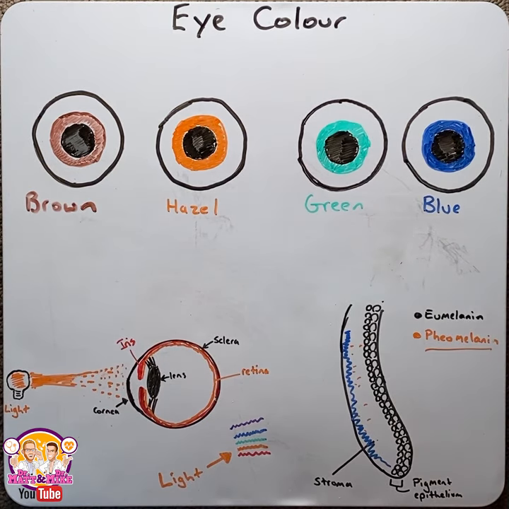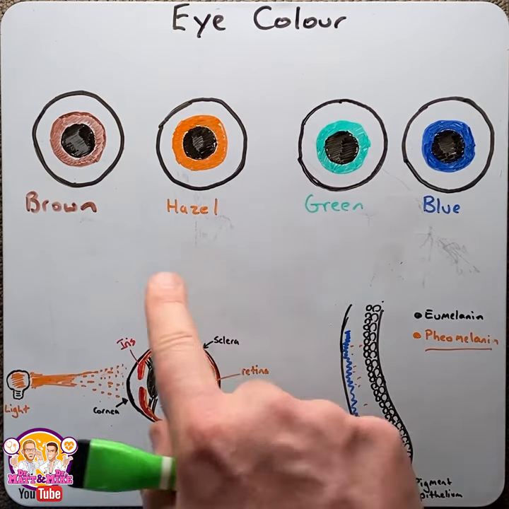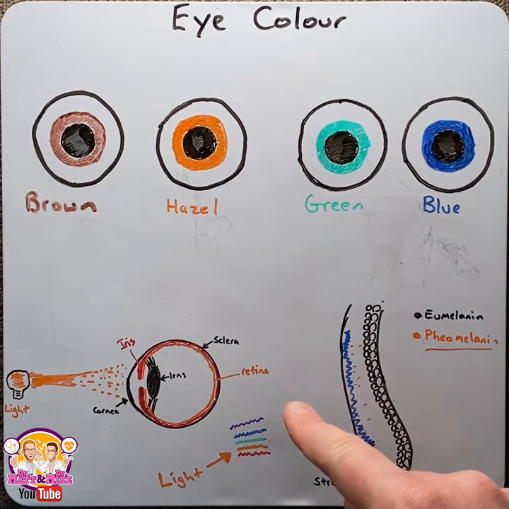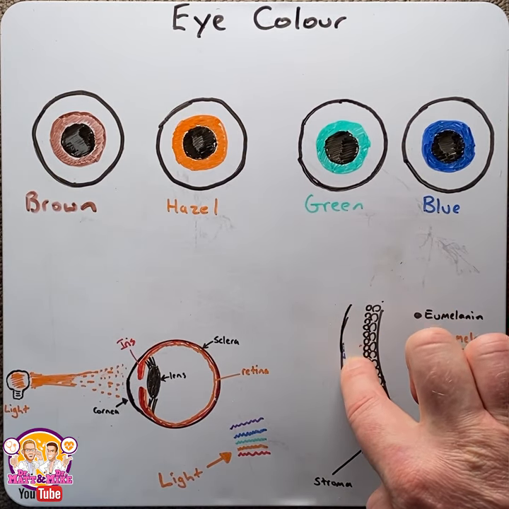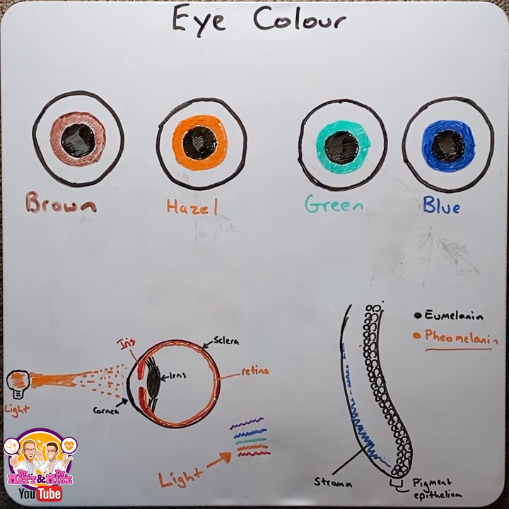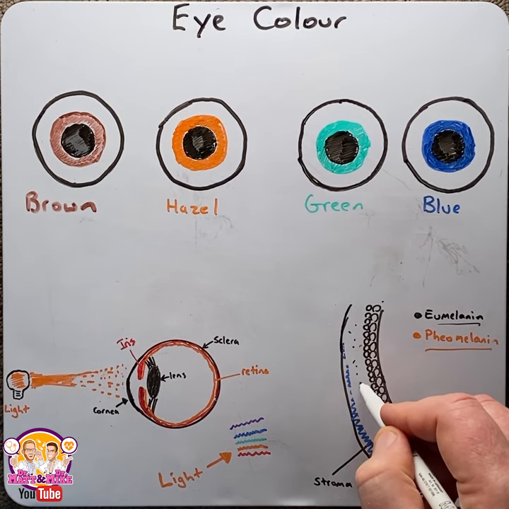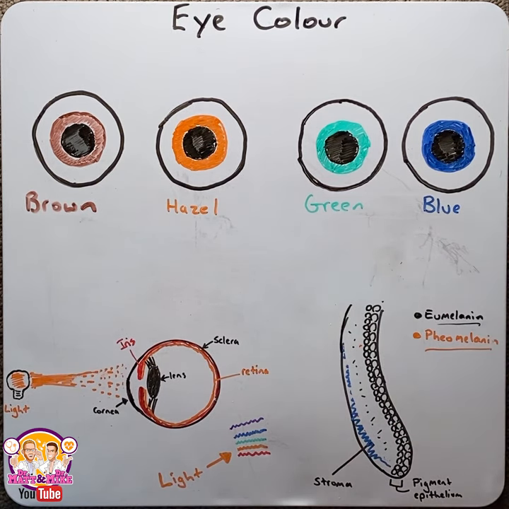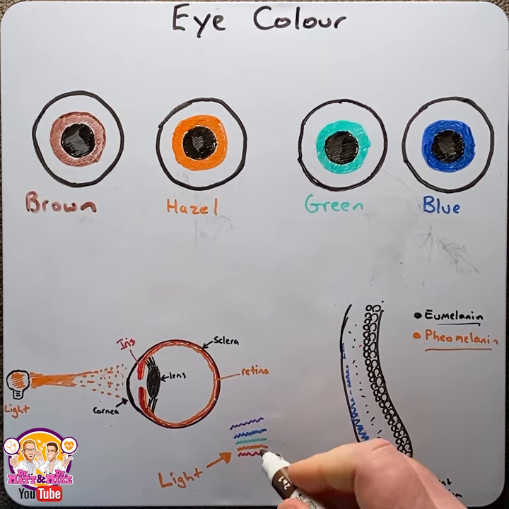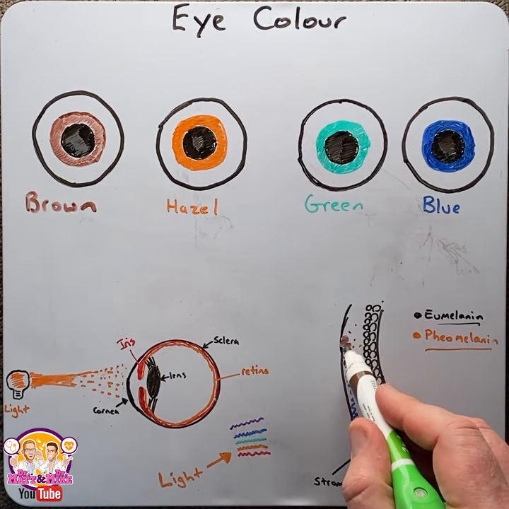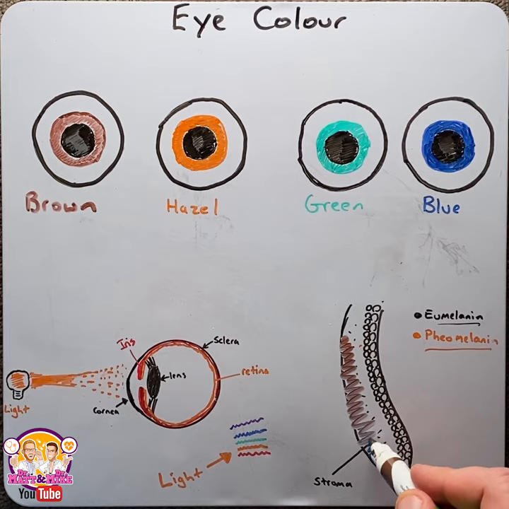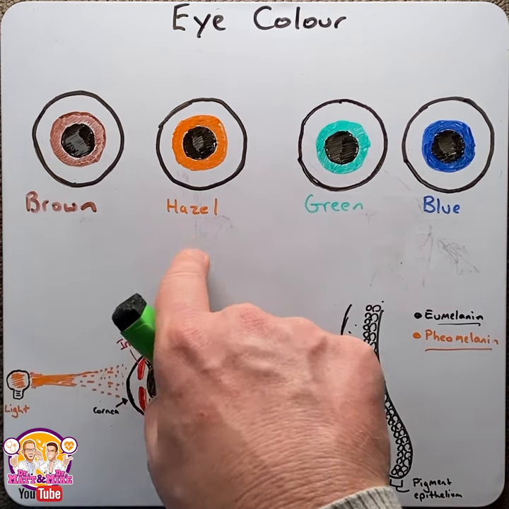Now, different shades of blue, grey, green are determined by the thickness of the stroma as well as the quantity of pheomelanin. Now, for brown hazel eyes, this is exactly the same mechanism, but we replace pheomelanin for eumelanin, which is then interspersed into the stroma, and now this absorbs a different type of light and scatters brown or a darker colour at the front of the eye and gives a brown or hazel colour.